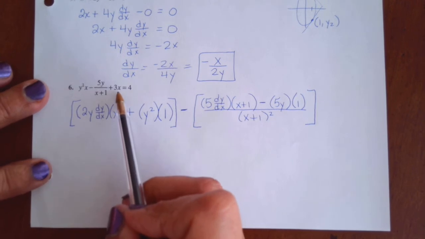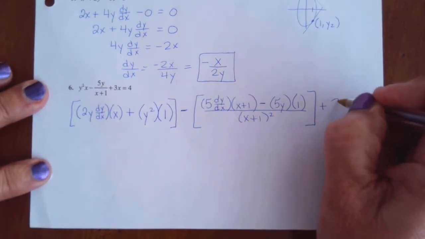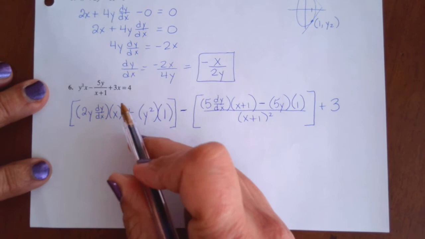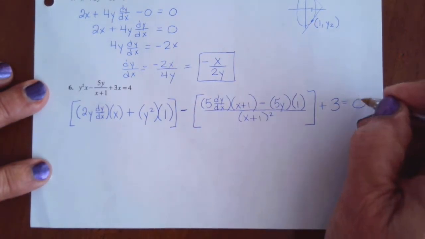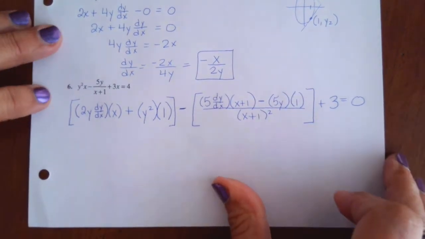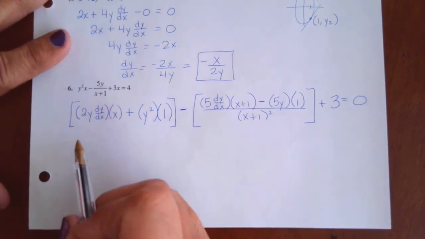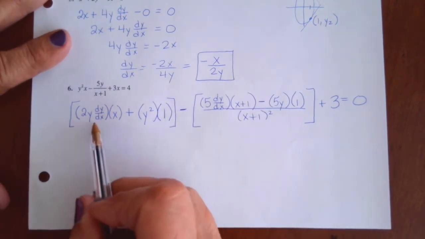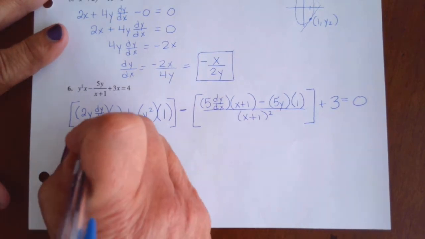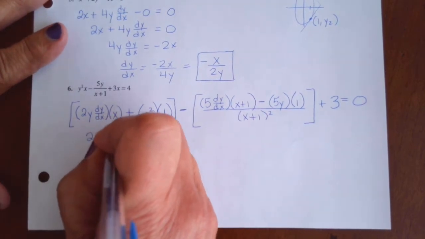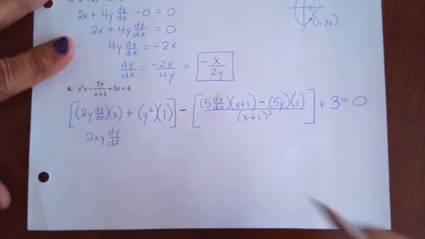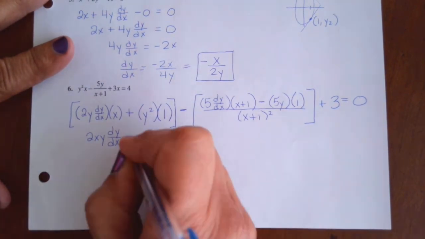All right, now we're moving to the derivative of 3x, which is just plus 3, and then the derivative of 4, which is 0. Okay. So now we're going to clean up some of this stuff. So I'm going to go ahead and get rid of these parentheses. So I'm going to multiply. So that's 2xy dy dx. That's all one term. This would just be plus y squared.